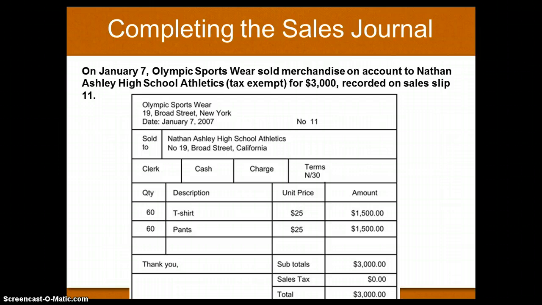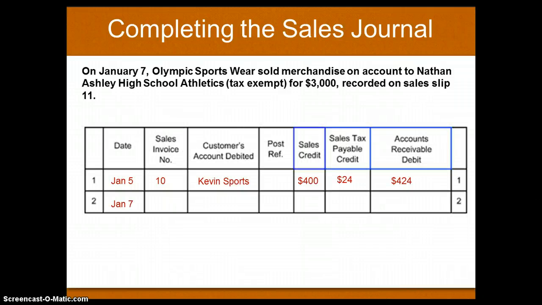For this sale that we're making on account to Nathan Ashley High School, I wanted to throw this example in because I don't know if you've heard the term tax exempt, but a lot of nonprofit organizations, such as a high school, are considered to be tax exempt. All that means is that we cannot charge them sales tax because of the type of tax licensing that they fall under. So in this instance, Olympic Sportswear, our company, sold merchandise to Nathan Ashley High School Athletics on their account, invoice number 11.